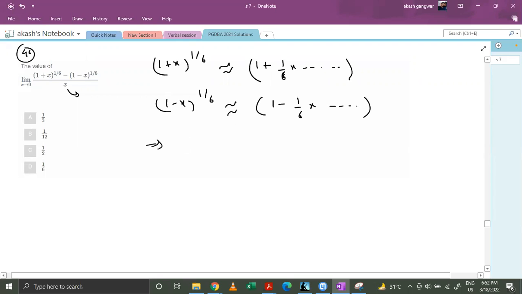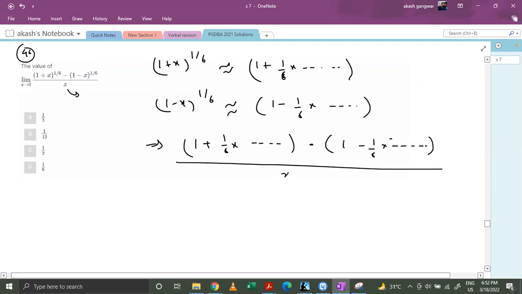So basically we have got (1 plus 1 by 6x) minus (1 minus 1 by 6x) divided by x. So this is nothing but 2 by 6x by x. So 1 by 3 is the answer.